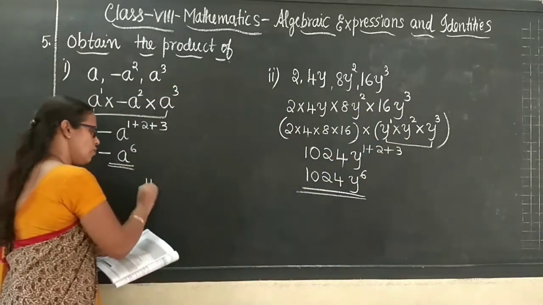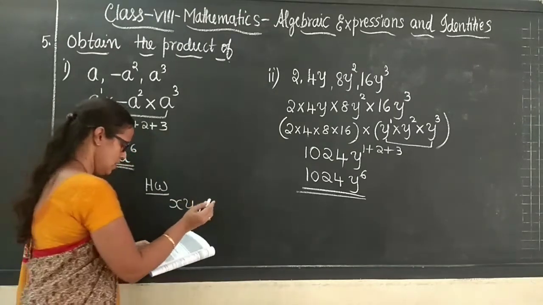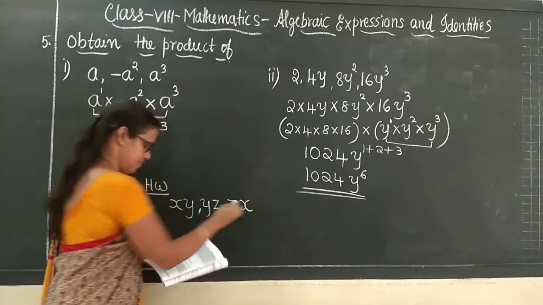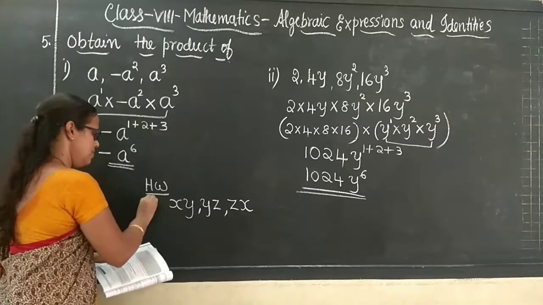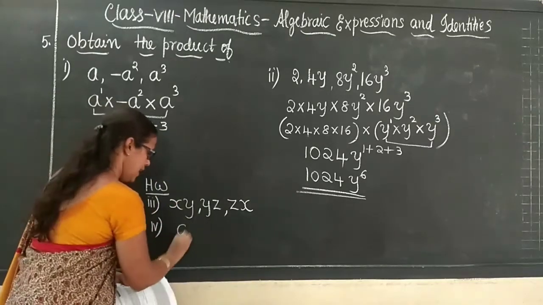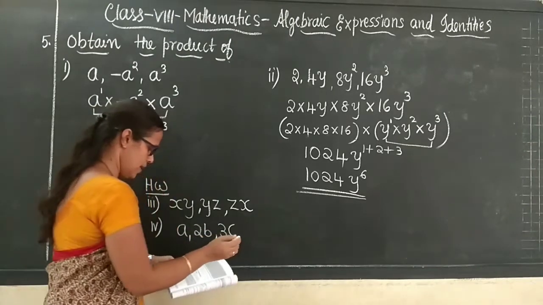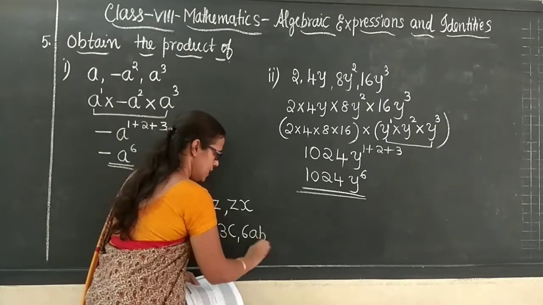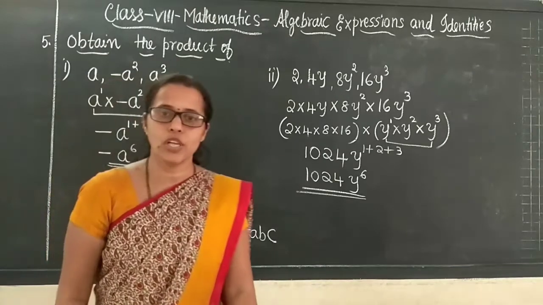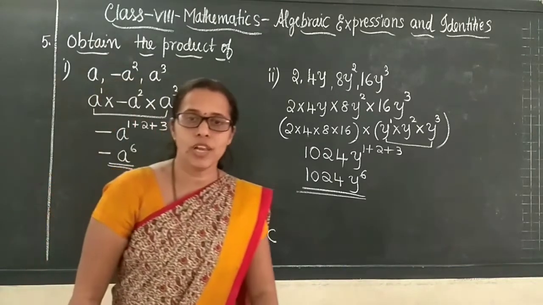Let's take down homework. xy, yz, zx. So it's the third problem. Then fourth problem, a, 2b, 3c, 6abc. So these are the two homework problems. Hope you are all doing it in your maths notebook. Okay, children. So that's all about this problem.